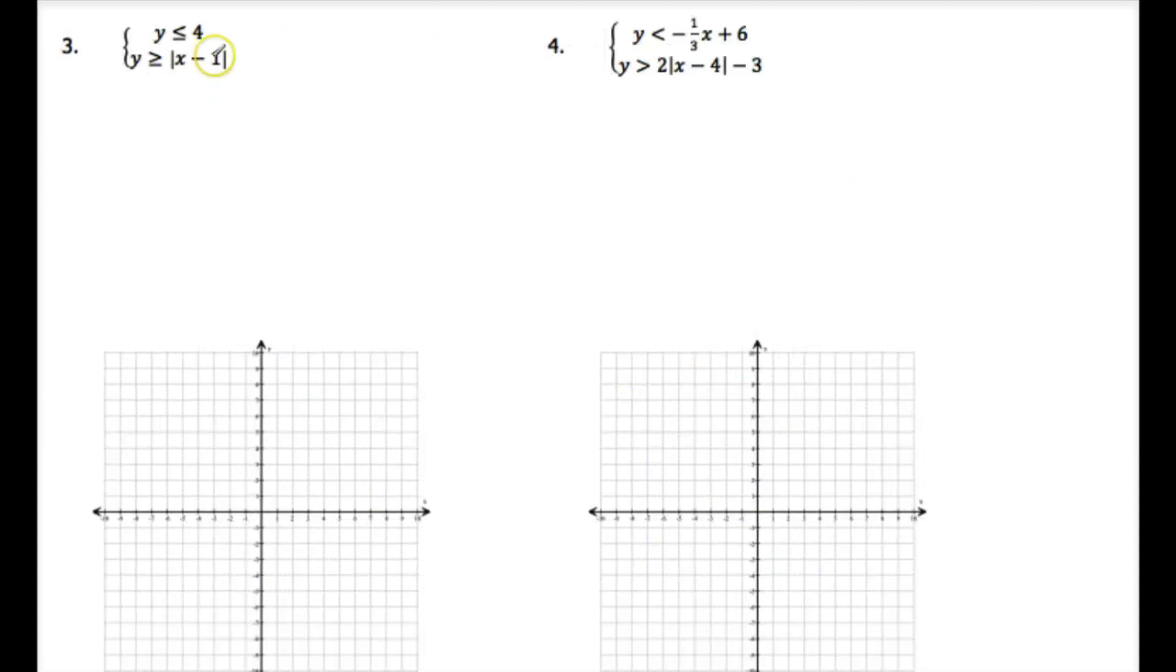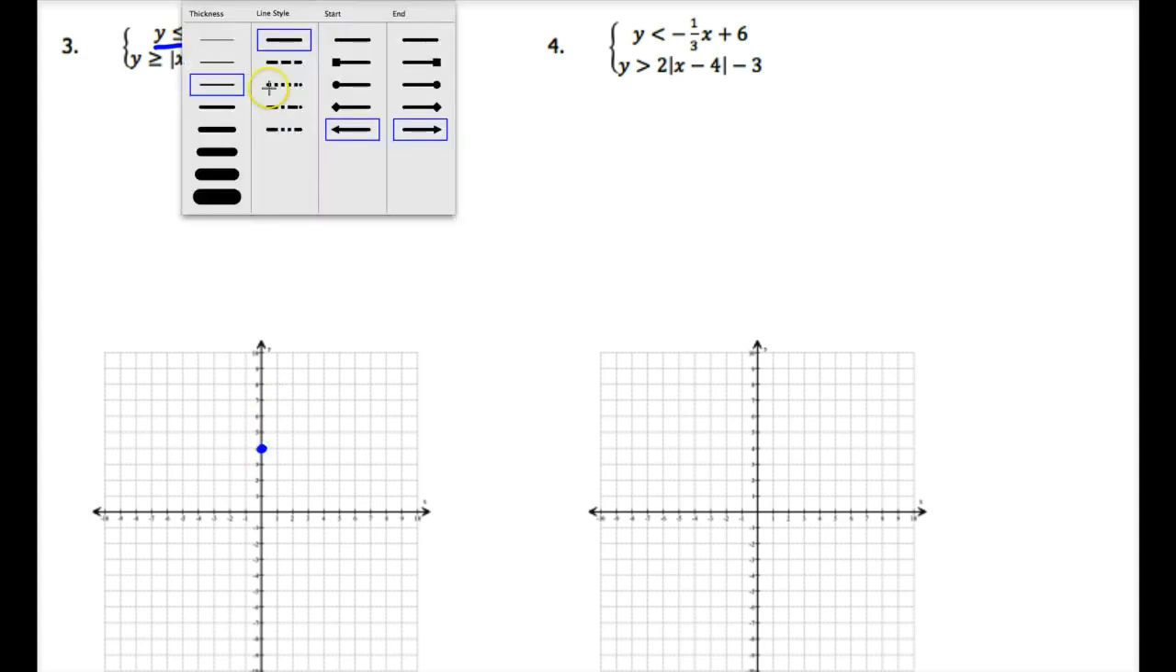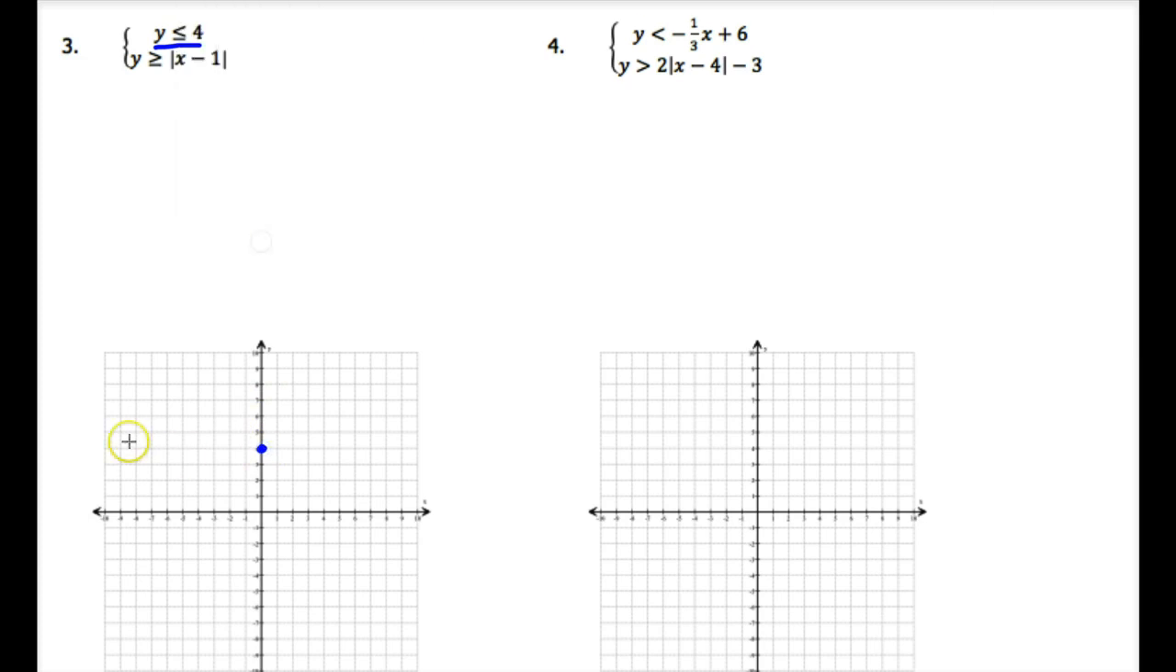For this one, we have one line and one absolute value inequality. And so I'm going to graph the line first. Anytime you have a y and not an x variable in your inequalities or your equations, just remember that's a horizontal line. So this is going to be a horizontal solid line through a y-intercept of 4. So there's my first line. It's y is less than or equal to, so I'm going to shade below that line.